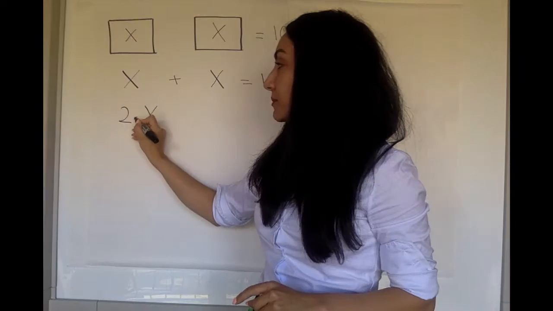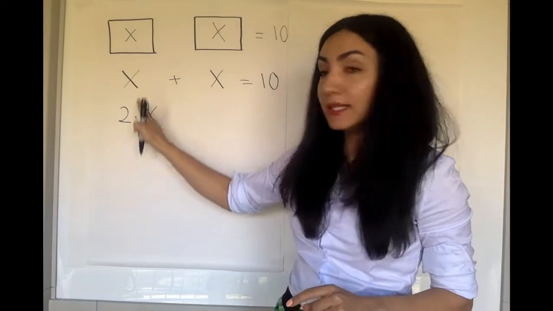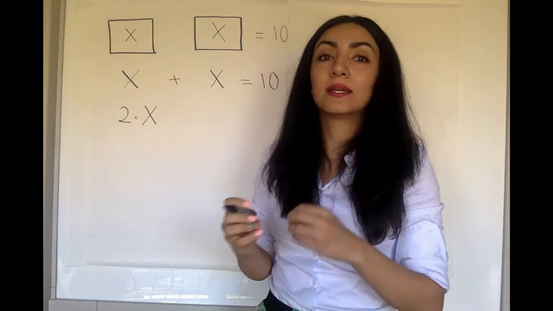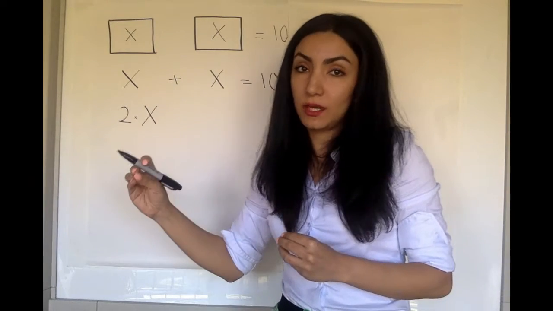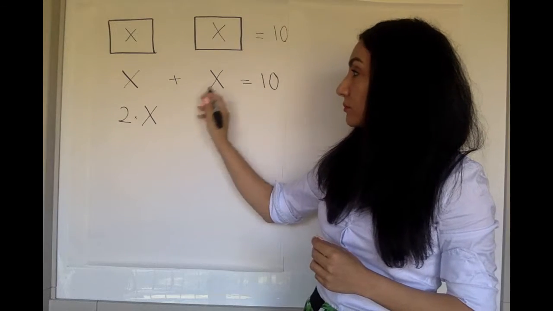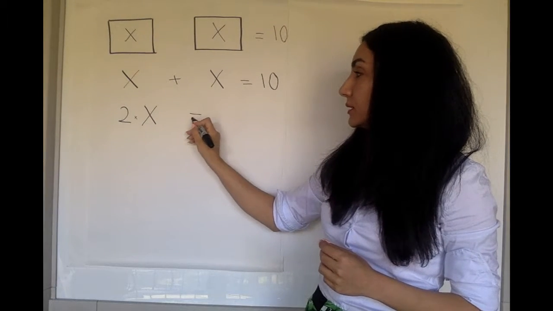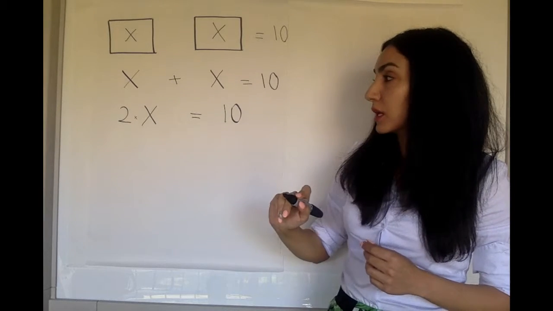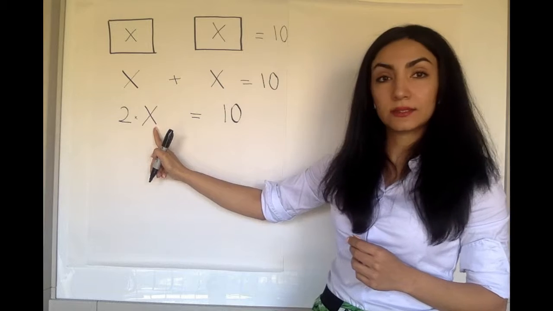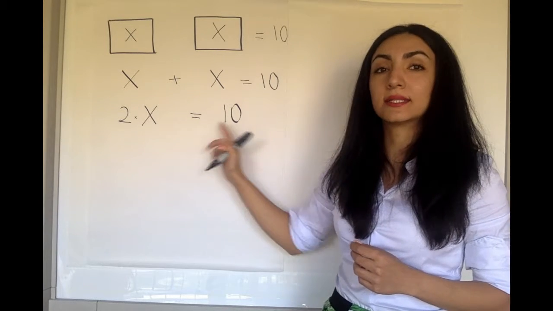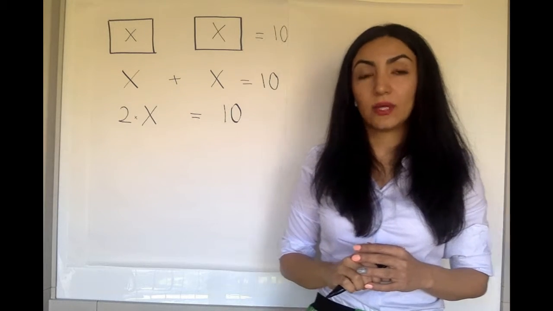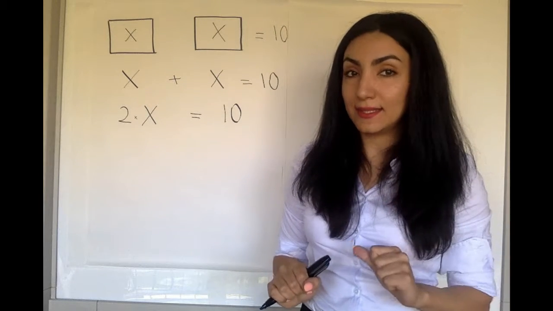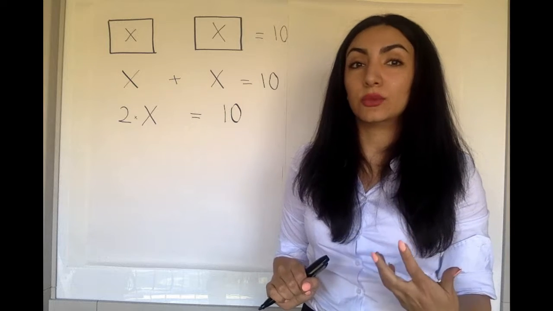or 2 times x. But if I don't put anything in between the x and the number, it means x is multiplying to that number. And the rest equals what? Equals 10. So I have 2 times x equals 10, or 2x equals 10. Now, can you please pause the video and guess what x is, and then continue watching the video.